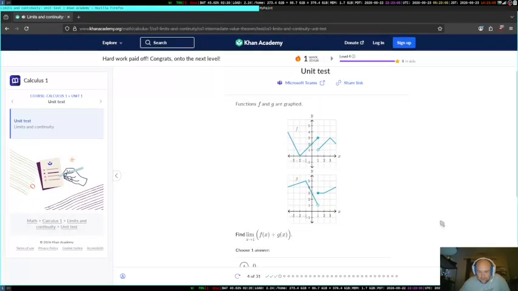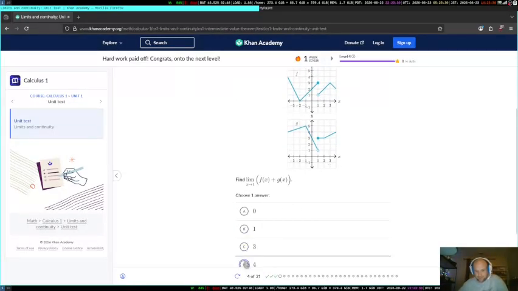All right. F and G are graphed. F plus G as we go to 1. So F goes to 3 and G goes to 1. So that would suggest from the left, we go to 4. And then from the right, this is such a tedious one, 1 and 3. Okay, so it's the same in both directions, so it's 4.